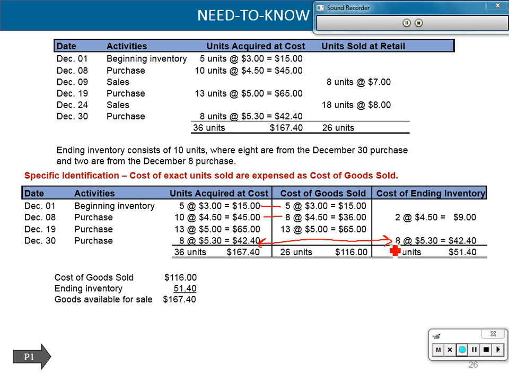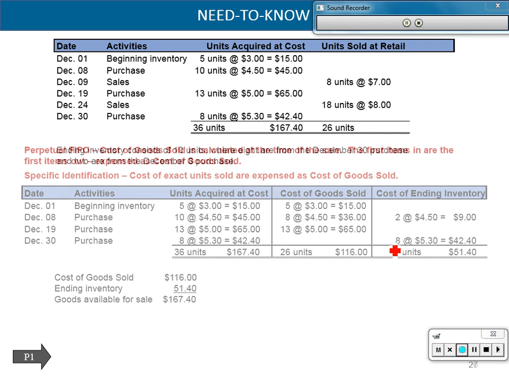What money are you making? You just break even if you do that, right? So this is why this is not a preferred method. And please do not get hung up on it, because it's not going to be the one that's tested. LIFO and FIFO are what you need to be concerned about, and weighted average.